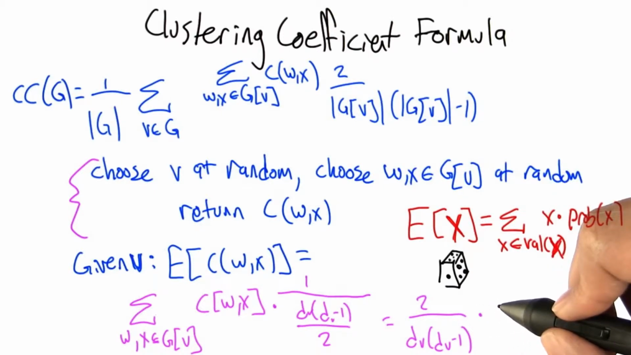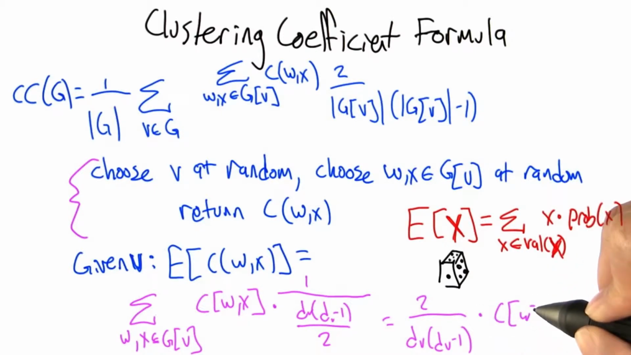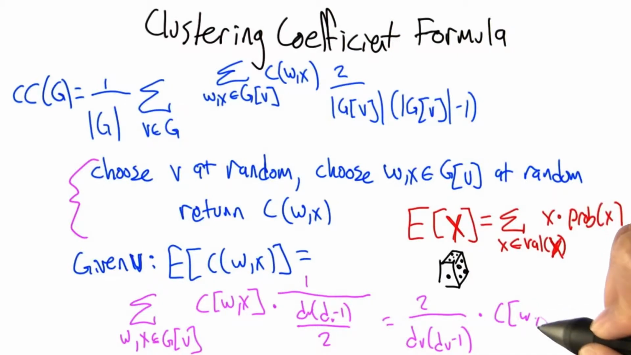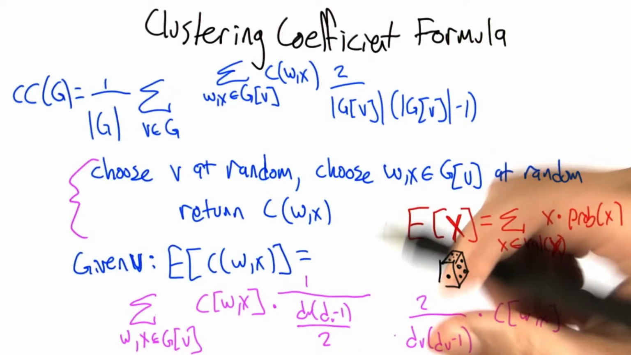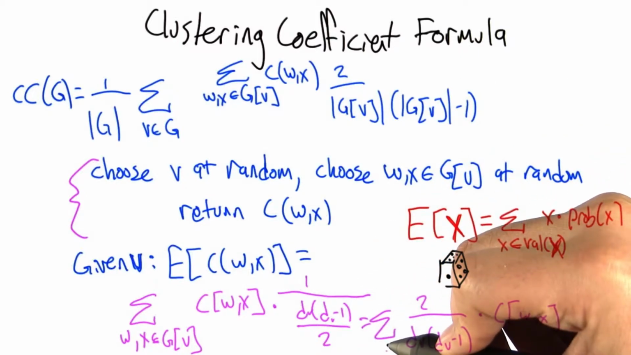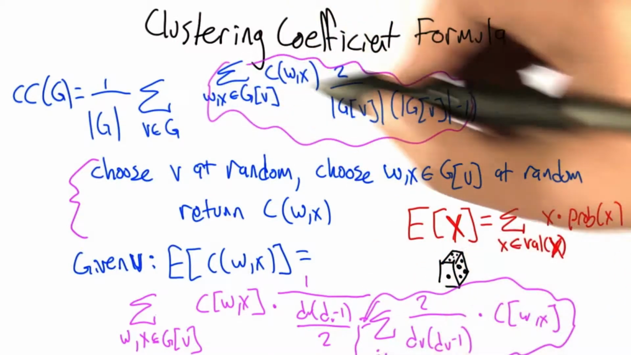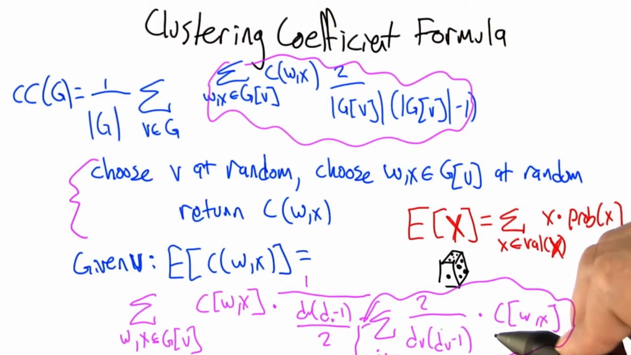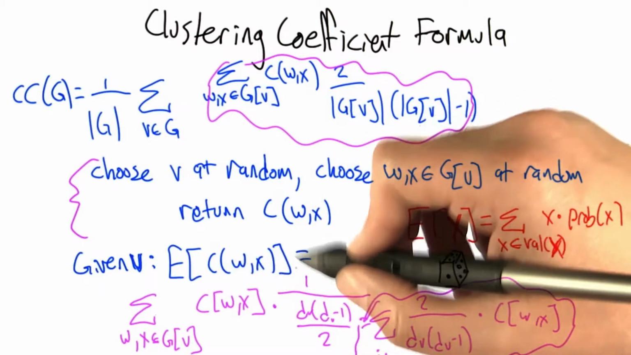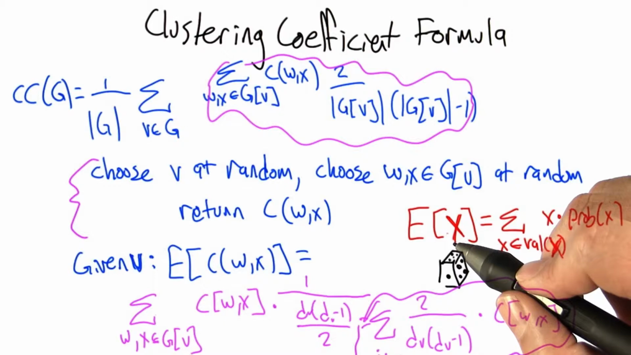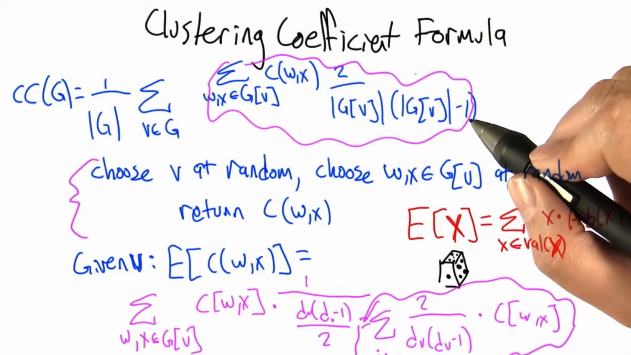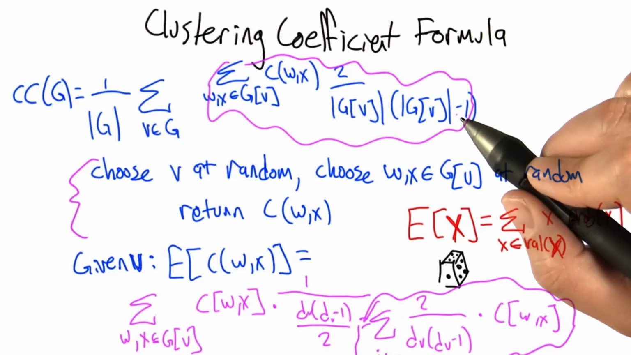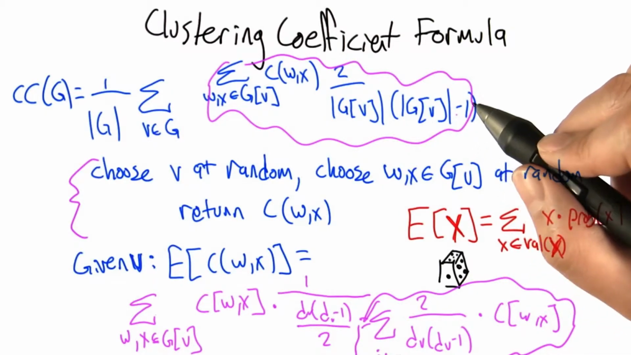But this is independent of CWX. So really we can move this out front and just do it as 2 times the degree minus 1 times whether or not the two nodes are connected, and all that summed up for all of the W and X. But the thing that I would like you to realize is this is exactly this. So the expected value of randomly choosing a pair and checking if they're connected is the same as actually computing this particular piece of the clustering coefficient formula.